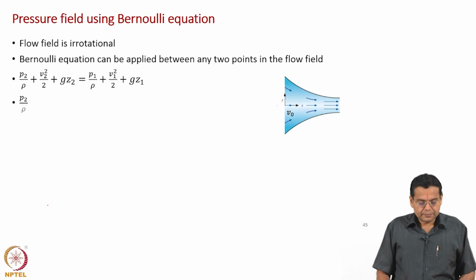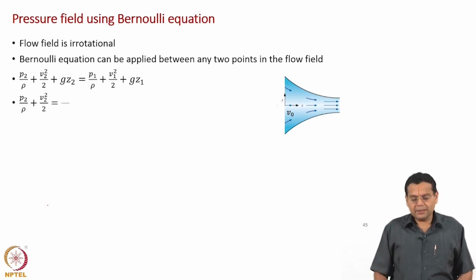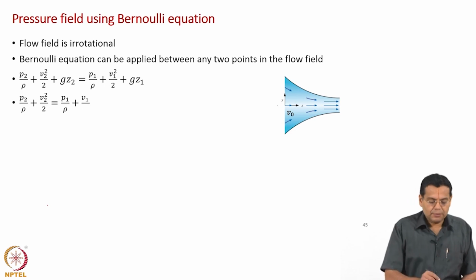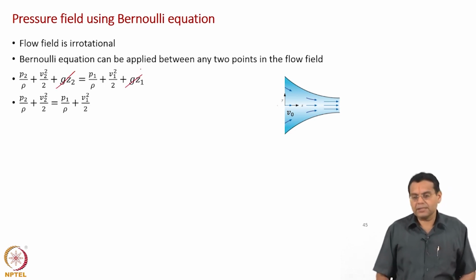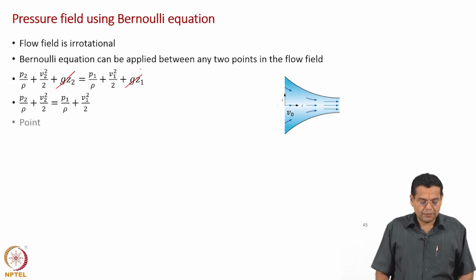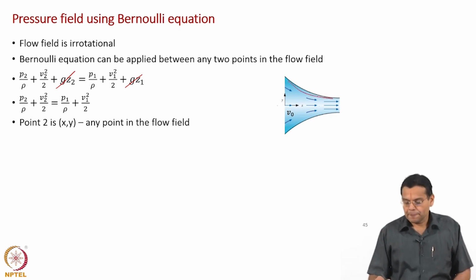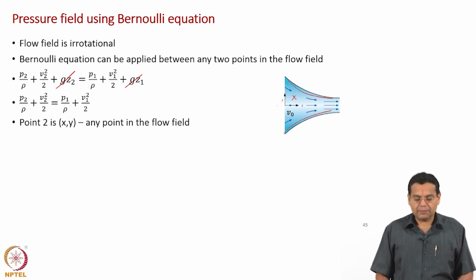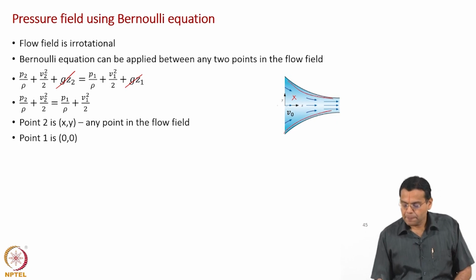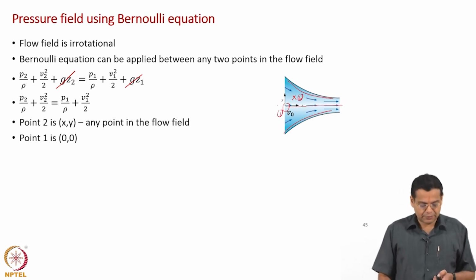and in this particular example they are at the same level. So the gravity term or the potential energy term cancels out. Now what we will do is we will consider point 2 as some position x comma y, okay. We have the flow field like this, any point is considered as x comma y, and point 1 is 0 comma 0. We had a central line and this we will consider as point 1, this as point 2. So we will change the nomenclature in the previous equation.